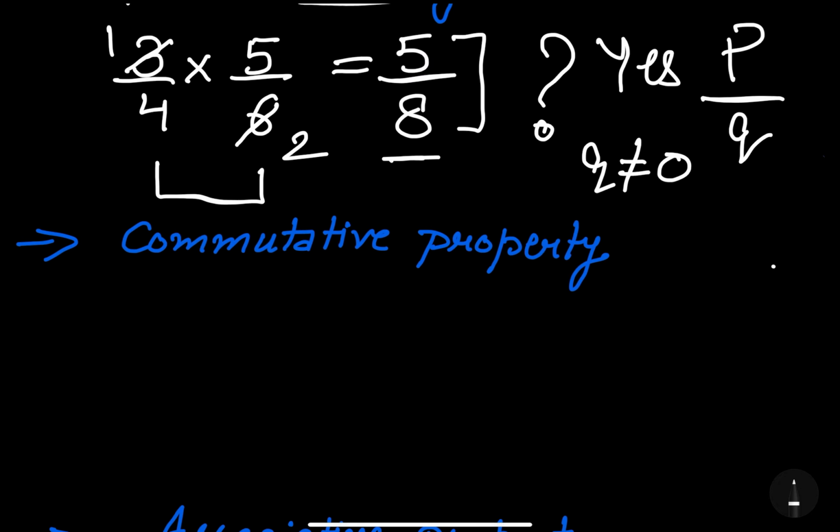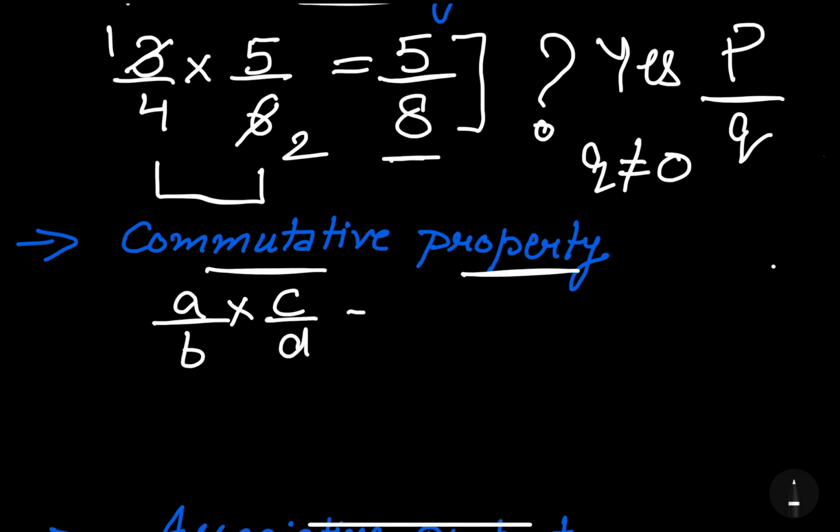Let's move further. That is the commutative property. What this commutative property says: the multiplication of any two rational numbers is commutative. Suppose we have two rational numbers a by b and c by d. We can multiply them in any order. What is the meaning of any order? a upon b into c upon d is equal to c upon d into a upon b. Okay, the result will always be the same. So this is called the commutative property. The multiplication of any two rational numbers is always commutative.